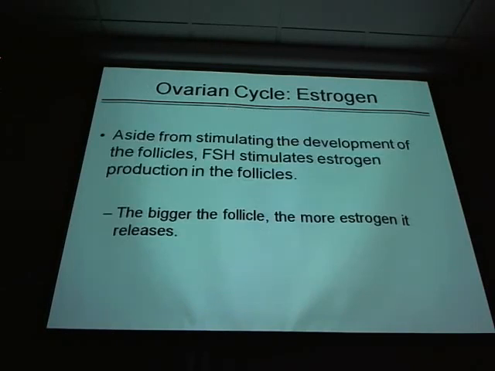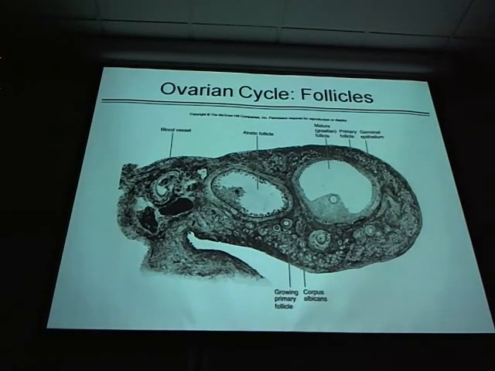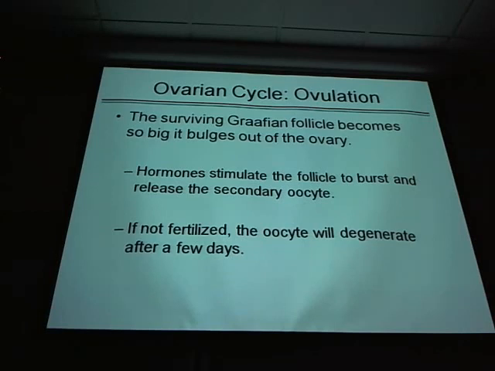Ovarian cycle: stimulating development of follicles. FSH stimulates estrogen production. The bigger the follicle, the more estrogen it releases. The surviving Graafian follicle becomes so big it bulges out of the ovary. It bursts and releases the secondary oocyte. So it develops in the ovary, pushes its way through the membrane, then bursts and releases the oocyte to move down the fallopian tube.